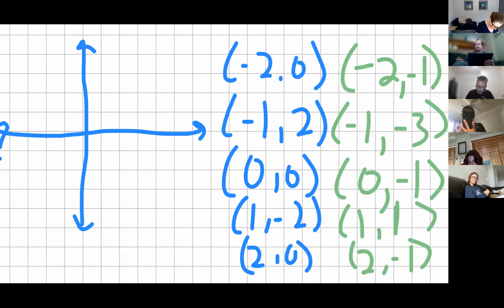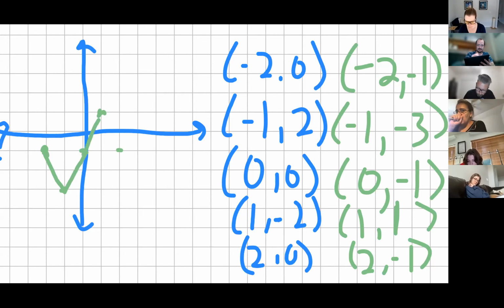If we graph these out, it should be flipped and it should be down 1. So minus 2, minus 1; minus 1, minus 3; 0, minus 1; 1, 1 is this one; and 2, minus 1 is, I believe, this one. So we're connecting consecutive points to get our new graph. Does that look like the original graph, but flipped and down 1?